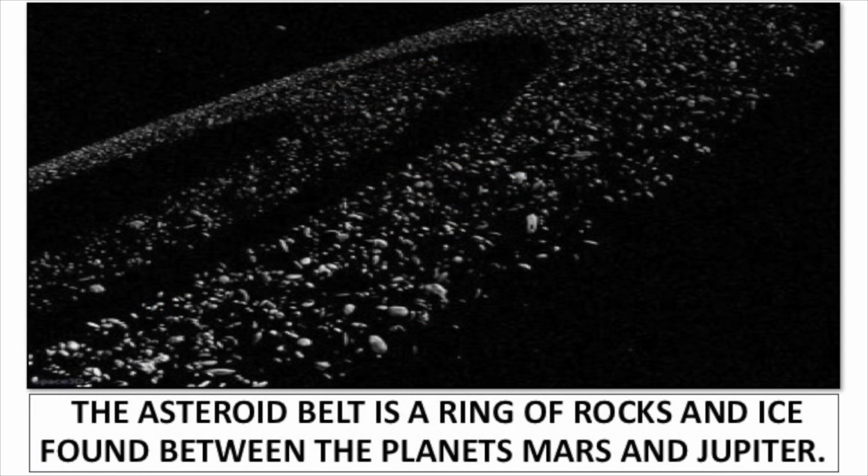The asteroid belt is a ring of rocks and ice found between the planets Mars and Jupiter. So later, when we look at where our planets are, look at Mars and look at Jupiter. And between those 2 planets, there's a big ring of rocks and ice. And this is known as the asteroid belt.